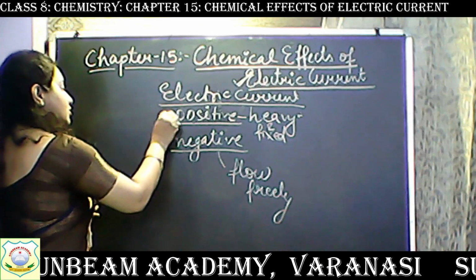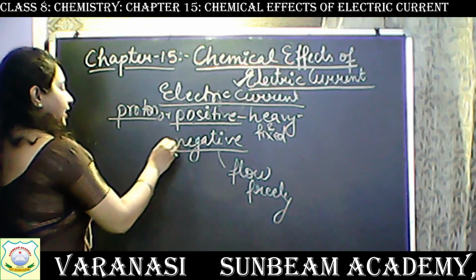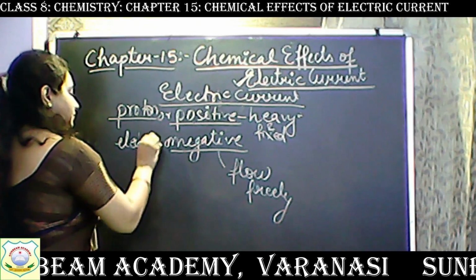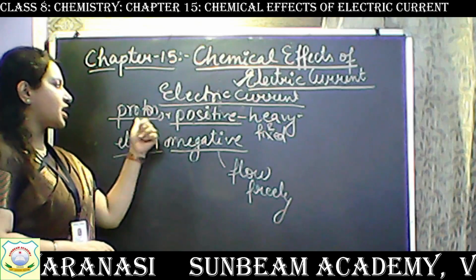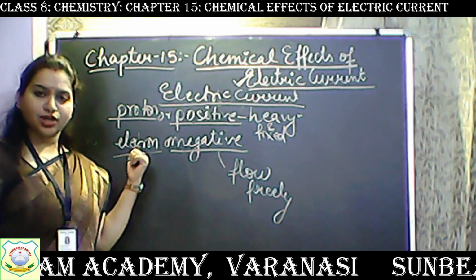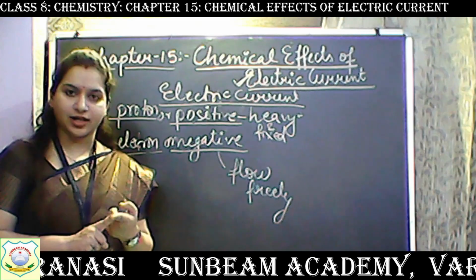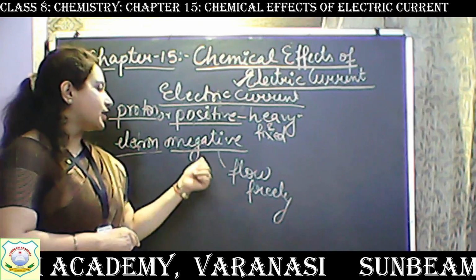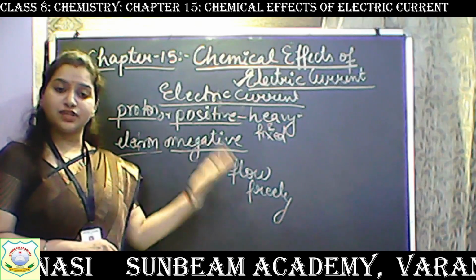Positive charge is also called proton and negative charge is called electron. Yes, this we are aware of, that positive charge is known as proton and negative charge is known as electron. So in any atom, two charges are present, positive and negative. Positive is heavy and fixed at one position. Negative is smaller in size and it can flow freely.